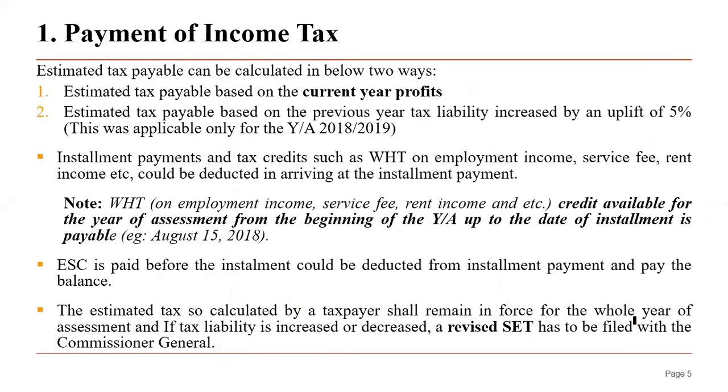And here again, the estimated tax can be calculated as follows. The current year profit, basically an estimate on the current year profit, what we discussed. Then the estimated tax payable based on the previous year tax liability increased by a 5% uplift. This was clearly applicable only for the year of assessment 18-19, not for your year of assessment, right? Here the application for you is the current year profit.